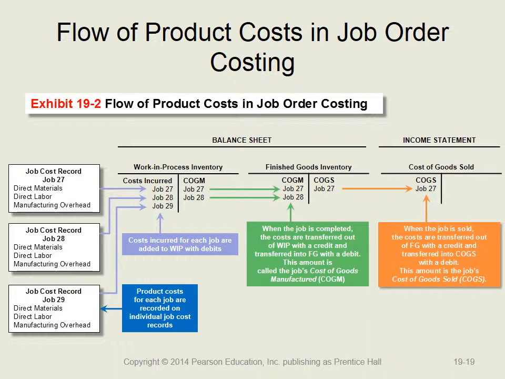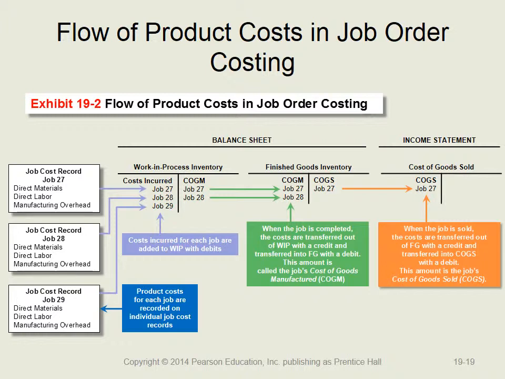When the job's units are sold, the costing system moves the costs from finished goods inventory, which is an asset on the balance sheet, to cost of goods sold, which is an expense account on the income statement. Here we see that Smart Touch sold all the units from job 27.